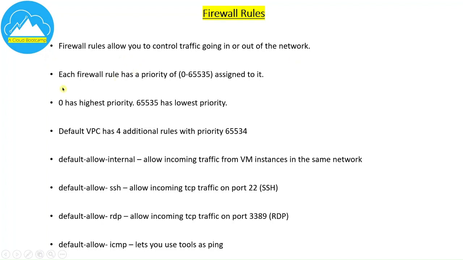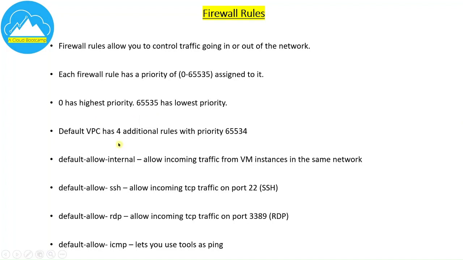Going further, each firewall rule has a priority of 0 to 65,535 assigned to it. The priority can be between these numbers only. Lower the number, like 0, has the higher priority, and higher the number has the lower priority. This is a thumb rule. Please keep it in mind: lower the number, the highest priority; higher the number, the lower priority.